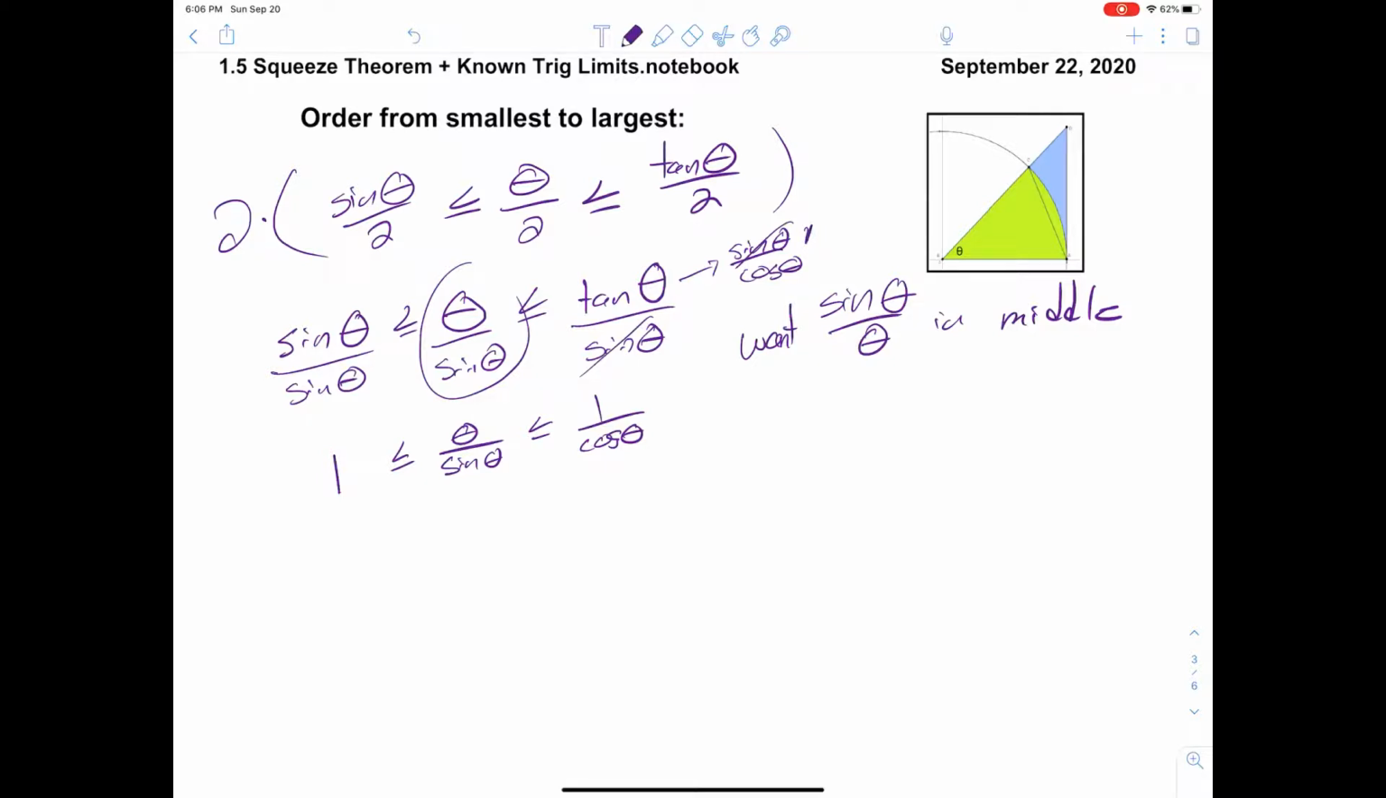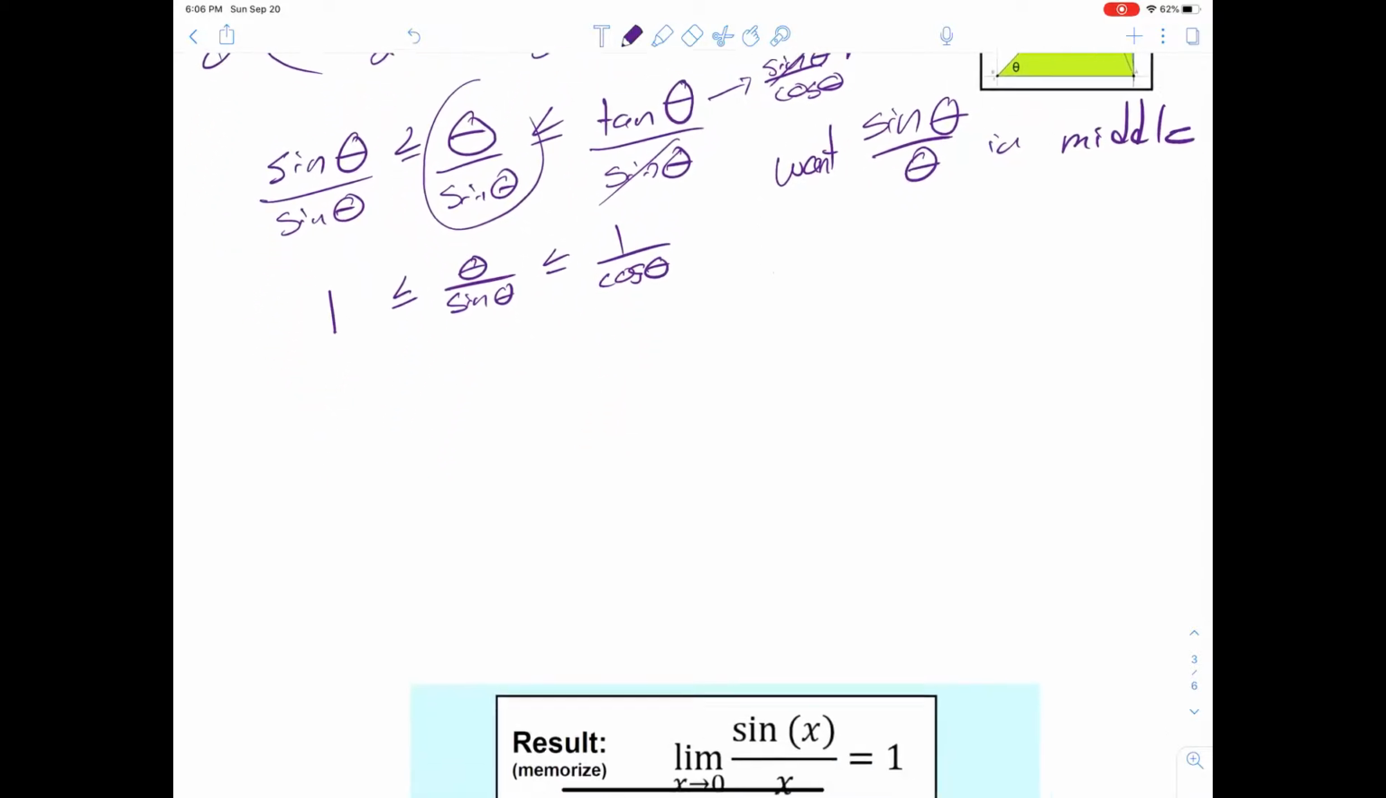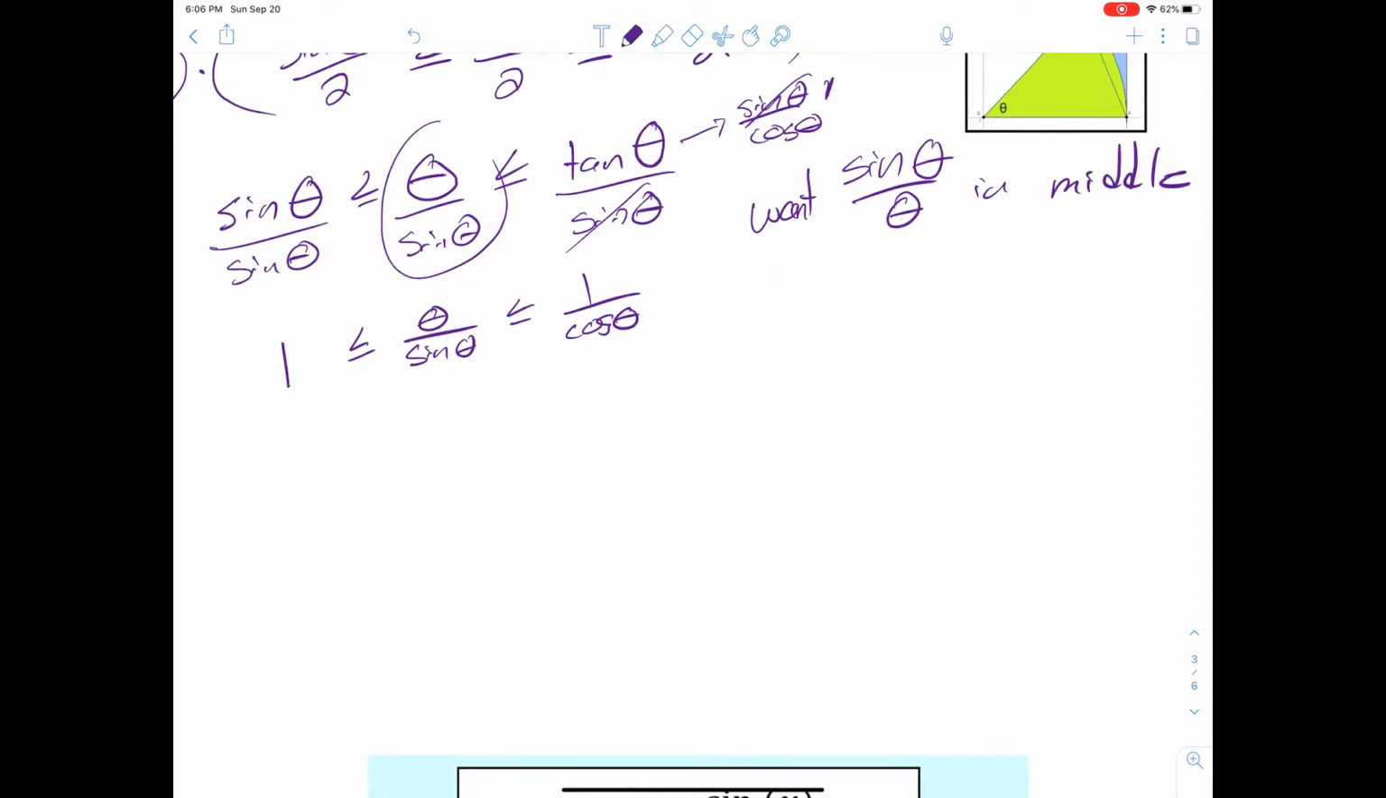Now, here's a trick about inequalities that you may not know. If you reciprocate everything, you just switch the order of the inequalities. So if I reciprocate, that is, make numerator denominator and vice versa, if I reciprocate 1, I get 1. I'm going to change the direction of the inequalities as I do this. Then I'm going to go sine theta over theta. So now I have what I want in the middle. That's important. And over here I have cosine of theta.